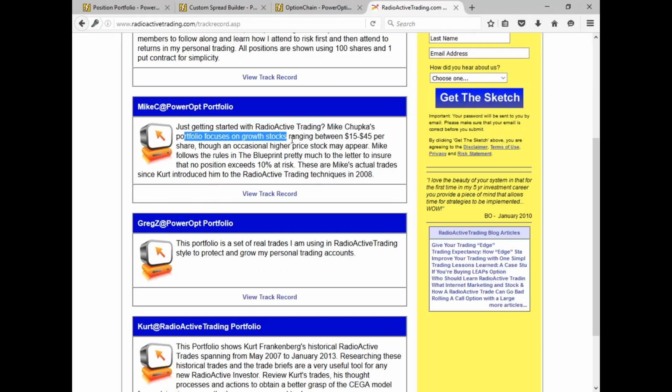My portfolio focuses on growth stocks and sometimes a little bit more volatile stocks, usually between $15 to $45 per share, although, such as Foot Locker, and a year and a half ago it was Johnson & Johnson, in the $70 range. I'll enter ones in there. I follow the rules in the blueprint pretty much to the letter to ensure that no position ever exceeds 10% at risk. I've increased my risk using income method number 9, rolling down the put, but I try never to go above 10%.